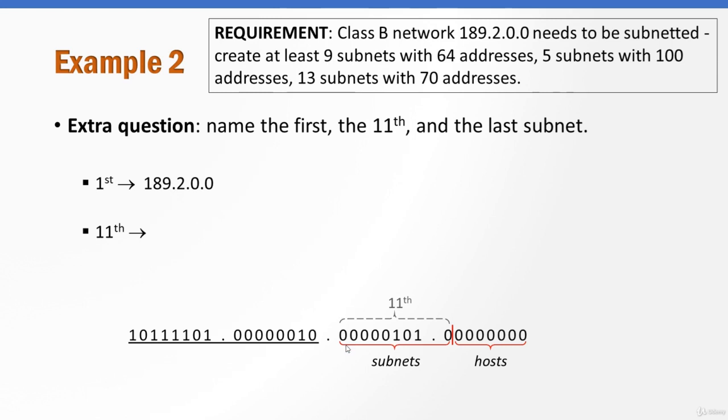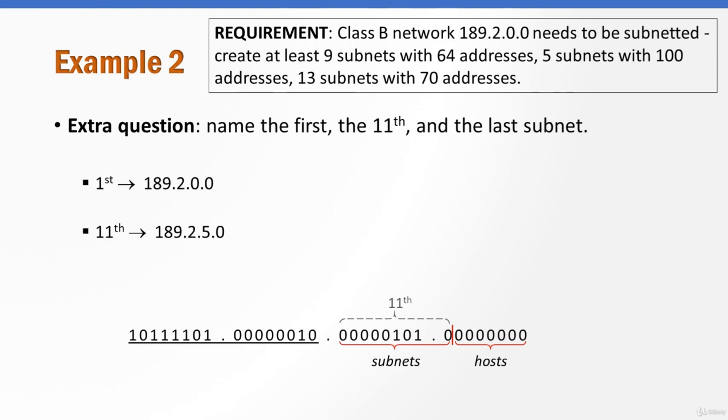If we wrote this in decimal format, this one has a value of 1 in this one octet. In this third octet, this is 1, and then this is 2 that switched off, and then this is 4. So our 11th subnet is going to be 189.2.5 in the third octet, and then 0 in our fourth octet. And this is, of course, /25.